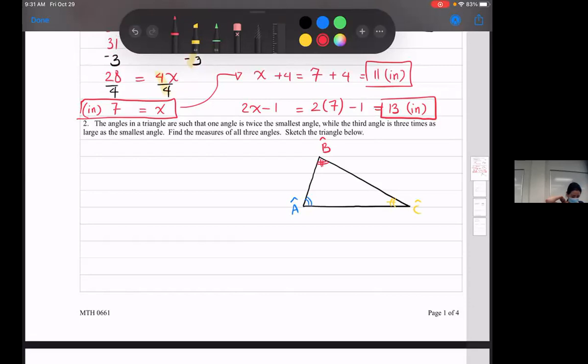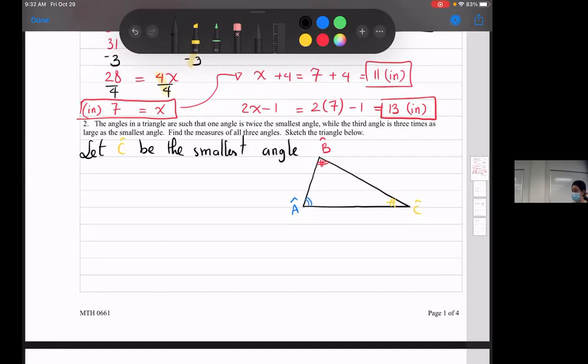But the problem says one angle is twice the smallest angle. So pick one, and let that one be the smallest angle. Which one do you think is smallest, just by eyeballing? C, right? If you pick B, that's fine too, but it looks like C is the smallest one. Let C be the smallest angle. Make sure you have the little hat on top, so that indicates an angle. And this is a capital C, capital letters.